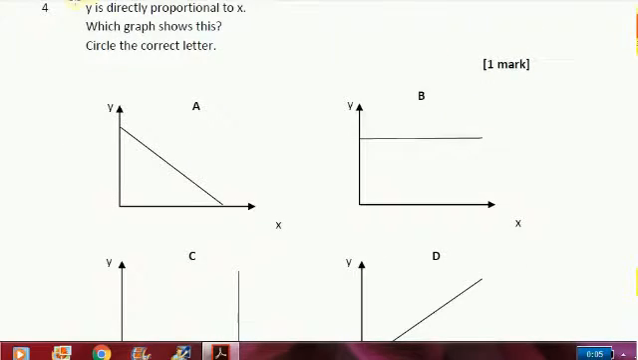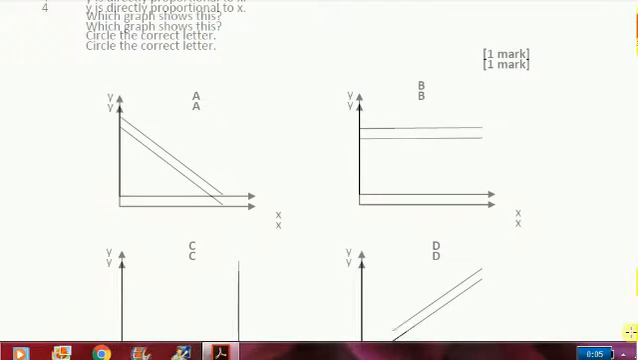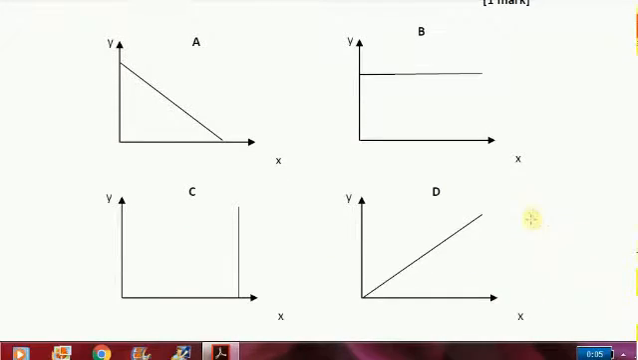Question 4, y is directly proportional to x. Which graph shows this? Circle the correct letter. So directly proportional means as x goes up, y goes up, double x, double y. So A and B are definitely wrong. C is wrong because it doesn't make sense. And D is the only one that makes sense.